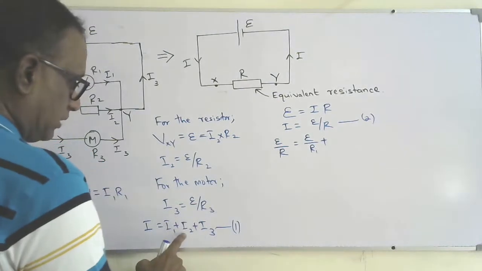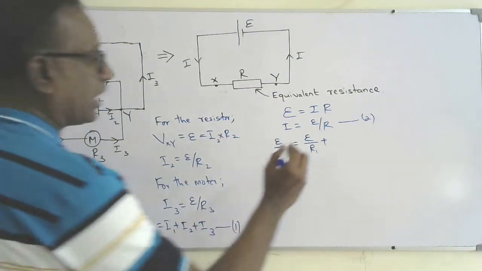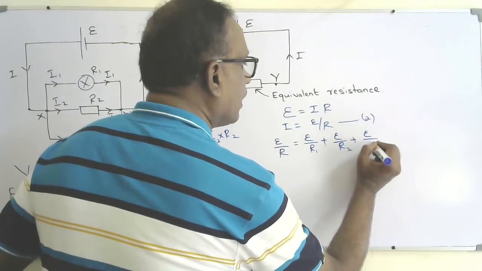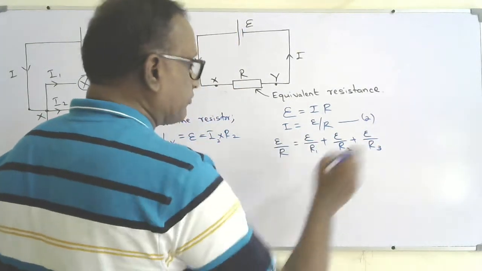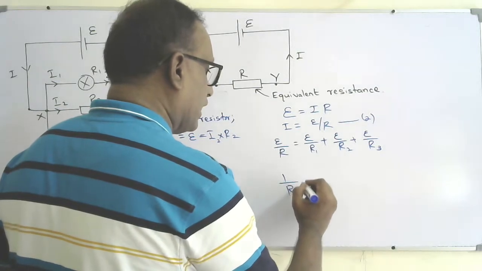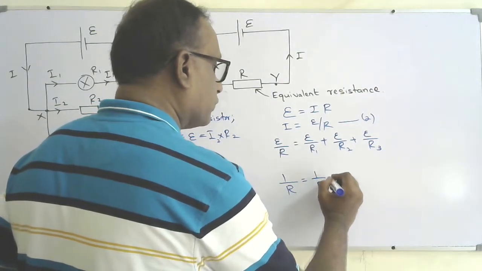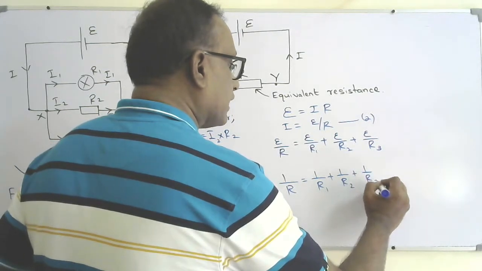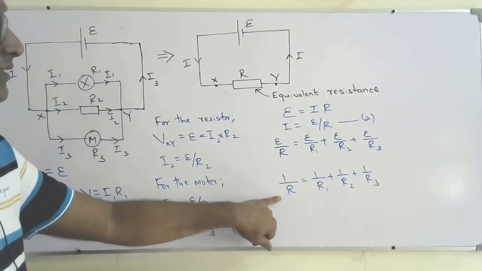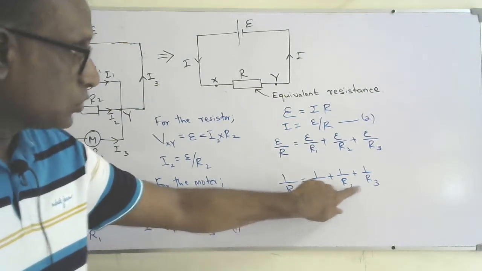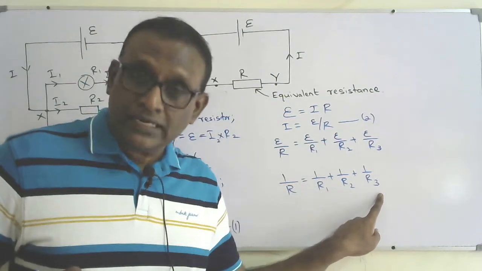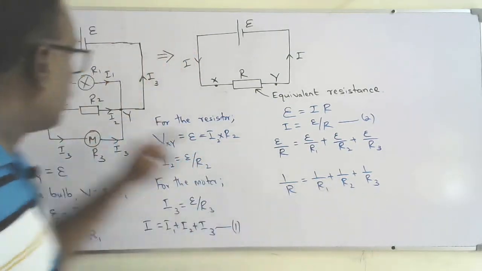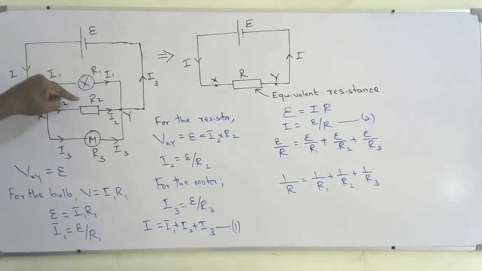Instead of I2, I can substitute EMF over R2. Same way, EMF over R3. So all the EMF will get cancelled. Finally, 1 over R equals 1 over R1 plus 1 over R2 plus 1 over R3. So here R is the equivalent resistance, and R1, R2, R3 are connected in parallel among them. So the equivalent resistance of these three components, they have resistance R1, R2, R3.